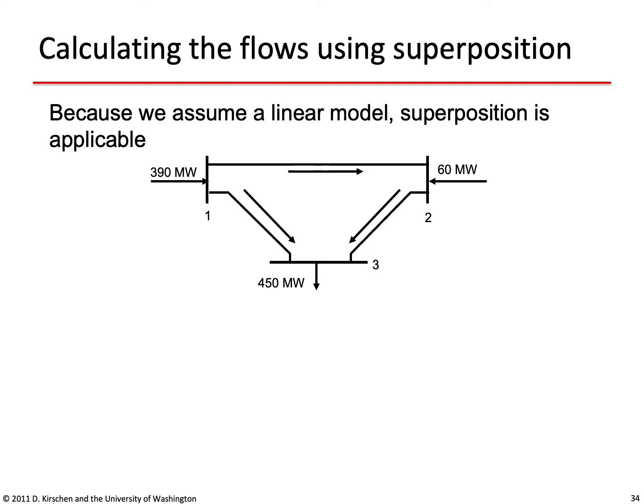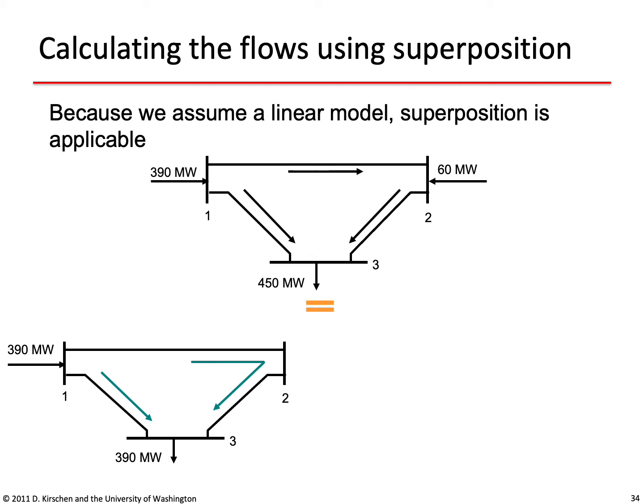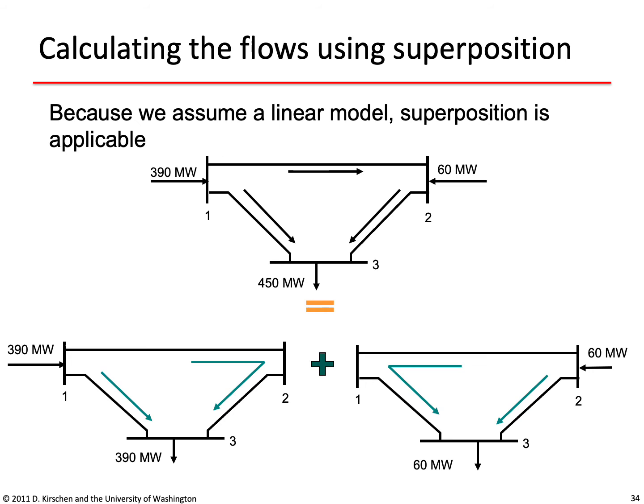Because the model that we are using in this network is a linear model, we can calculate the flows using superposition. So we can decompose the network as shown there with the injections as the sum of the network with an injection of 390 megawatts at bus 1 and a 390 megawatt extraction at bus 3, and of the same network where we inject 60 megawatts at bus 2 and extract 60 megawatts at bus 3. So the sum of these two networks gives us the injections that we have planned, and the load is 390 plus 60, 450 megawatts, as was the original load.